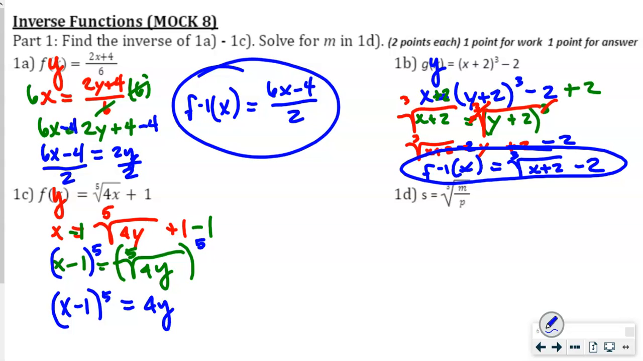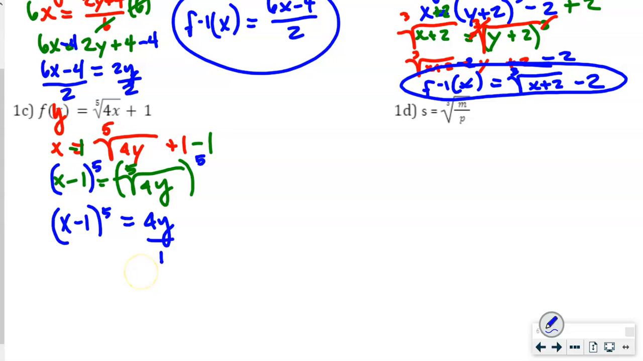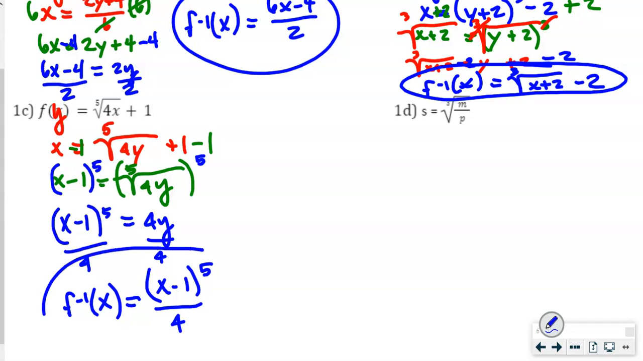And obviously, to get rid of the 4 that's being multiplied by the y, we have to divide by 4. So that's what we're going to do next. So here we go. Our f to the negative 1 of x here is going to be equal to (x minus 1) to the 5th power, all divided by 4.